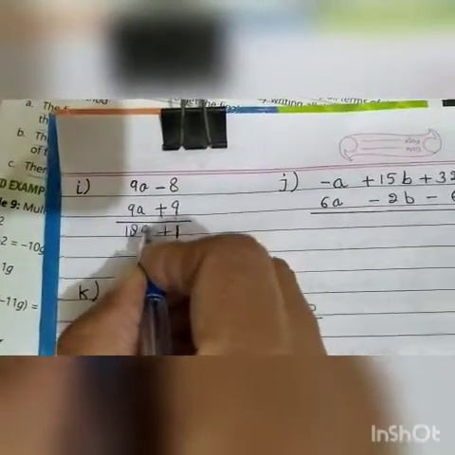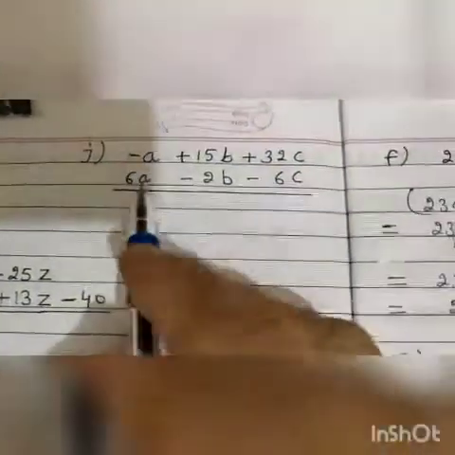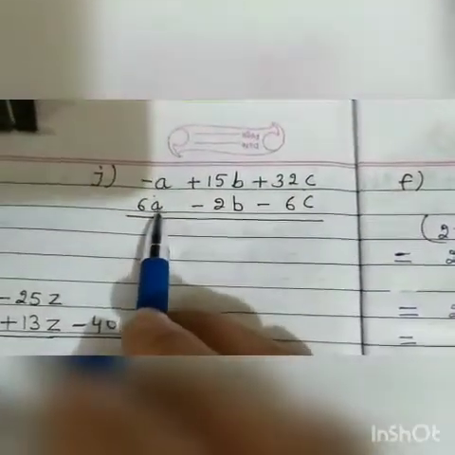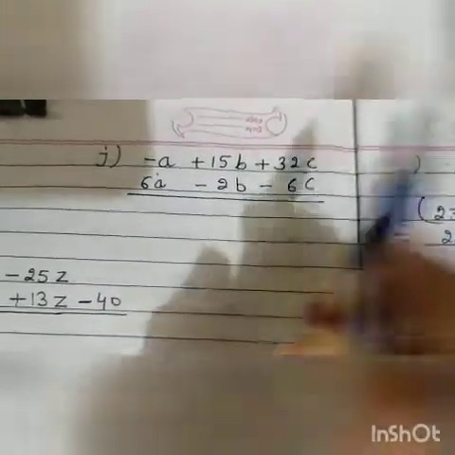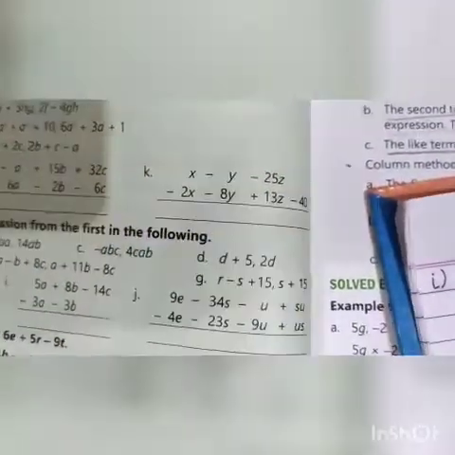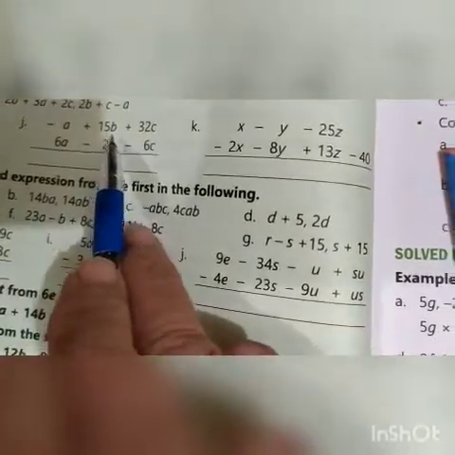It is 18a. Now the next, J part. Minus a plus 15b plus 32c, 6a minus 2b minus 6a. It is also given in column. See here, I part. Sorry, not I, J part. This one: minus a plus 15b plus 32c.